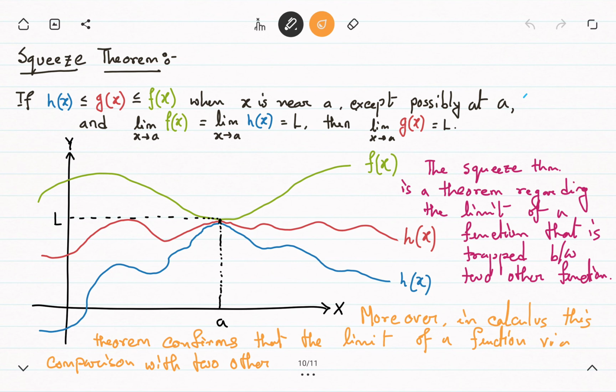It says that if g(x) is between two functions, say h(x) and f(x), when x is near a point, say a, and it is claimed that except possibly at a, if we take the limit of f(x) and h(x), and it is approaching a limit called L, then g(x) also approaches L.